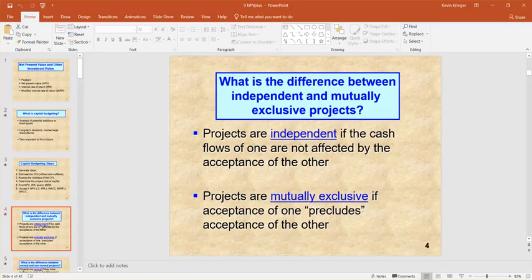A different terminology here is mutual exclusivity, or projects that are mutually exclusive. That means that you can only do one of the projects at most. A fancy way of saying that is if acceptance of one precludes acceptance of the other. So if you had 3 projects, A, B, and C, that are mutually exclusive, you could choose to do project A, or B, or C, or none of them, but you can't do A and B, or B and C, or A and C, or all of A, B, and C, because when projects are mutually exclusive, doing one stops you from doing any more.